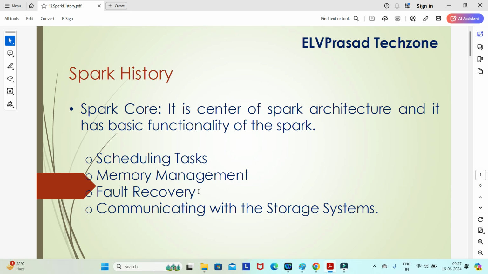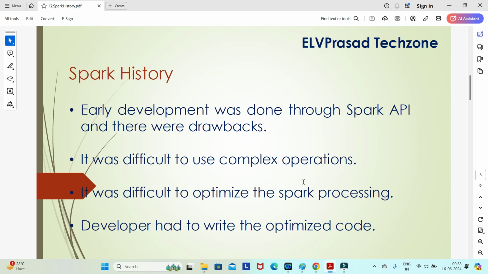So the fault recovery means in case of failure, how do we recover the nodes or data? And communicating with the storage systems means, for example, data stored in the HDFS systems. How do we communicate? This communication will be taken care of by the Spark core. Scheduling of jobs, you are aware, and memory management.